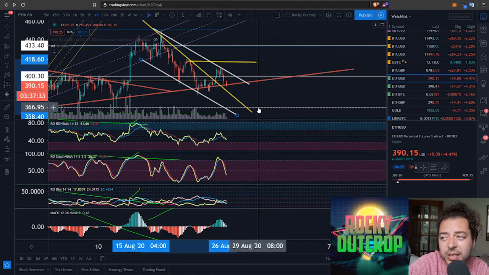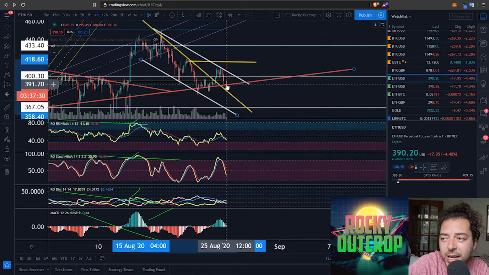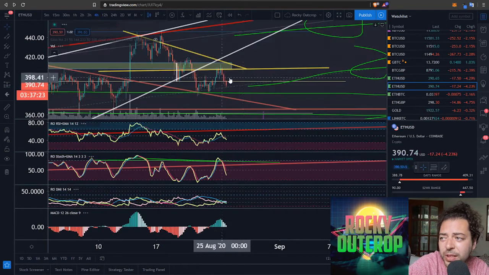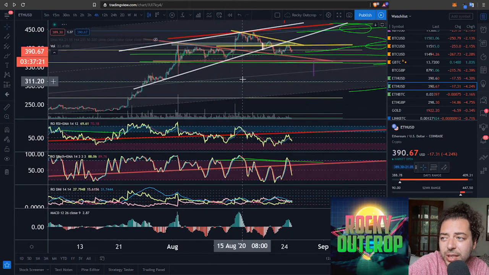Okay, so we talked about all this, how this could happen. We've come back down towards this rusty line. This is where we really need to see the prices being supported at 391, of course, or 390 or any of this sort of territory. If you jump over to this one, you can see that there's this line here. That's the 236 Fibonacci retracement.